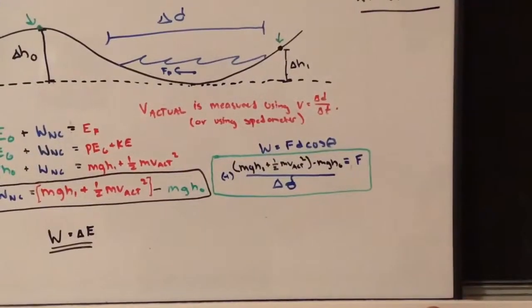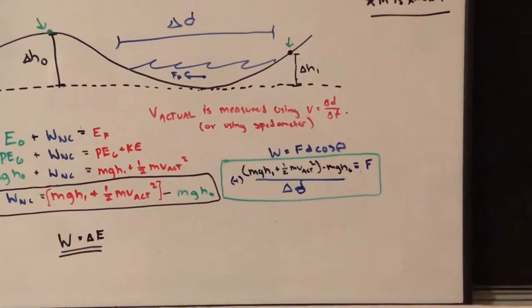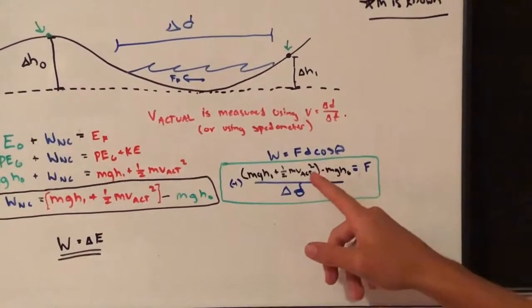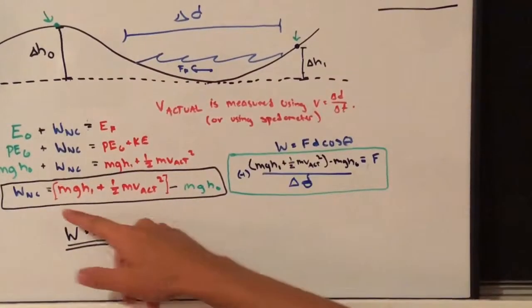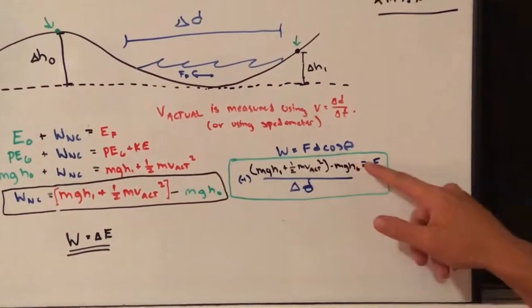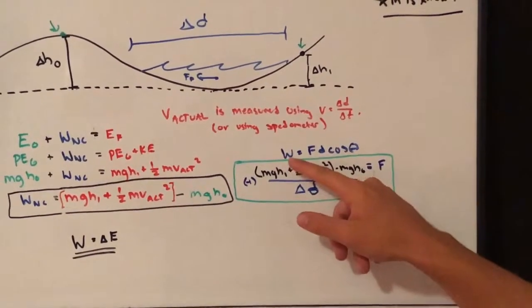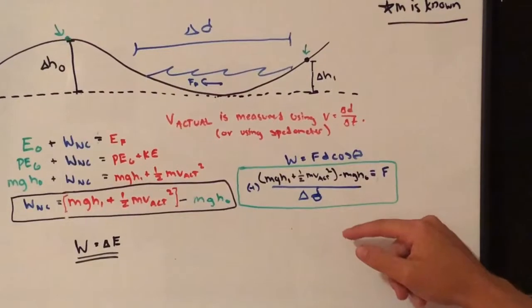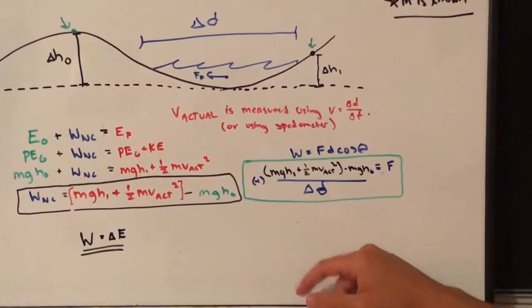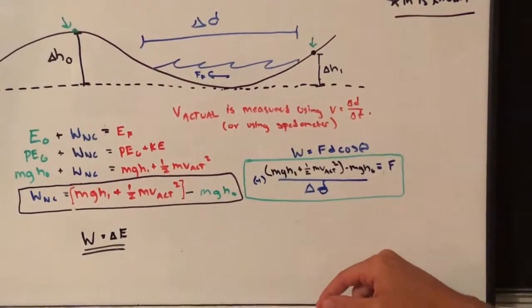Work is also known as FD cosine theta. So in this equation, we're going to be using work non-conservative and moving this equation over to here, and then pulling D under the problem, which is right here, and then dividing by cosine theta. And cosine theta is going to be -1 because it opposes motion.